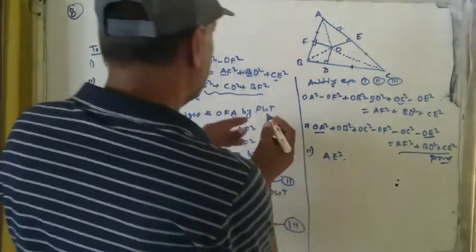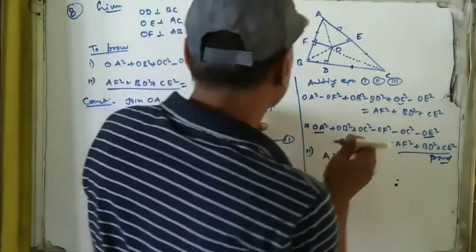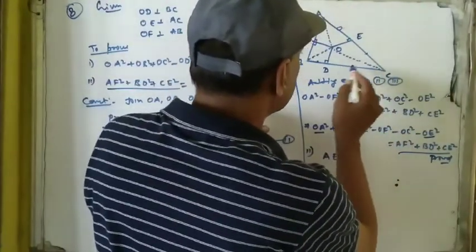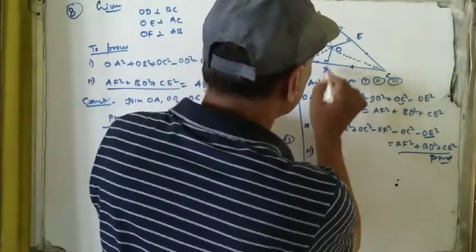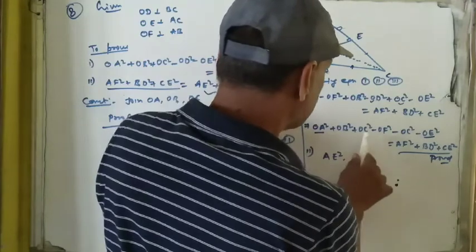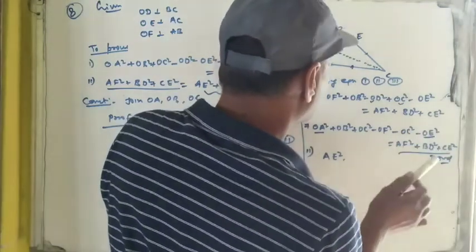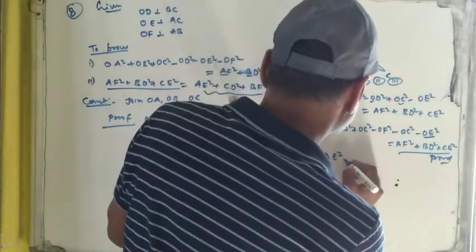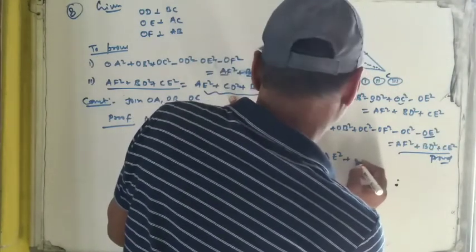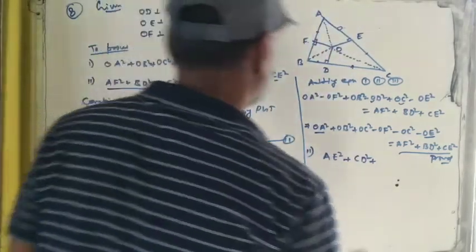Look again. We need to get CD square. CD is there, this one is the CD. We need to have OC square minus OD square. So are we getting OC square and minus OD square? So right here plus CD square, and from the third one it will be BF square.